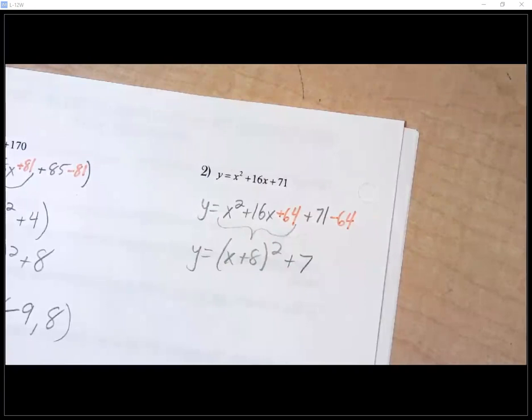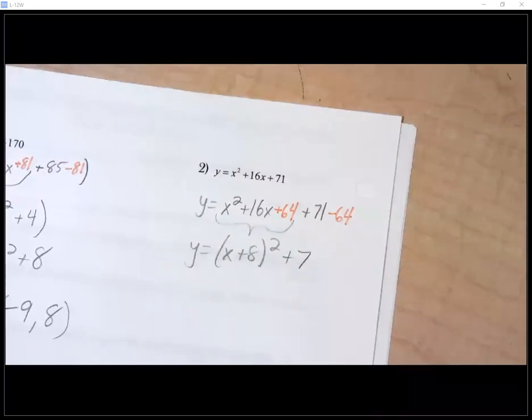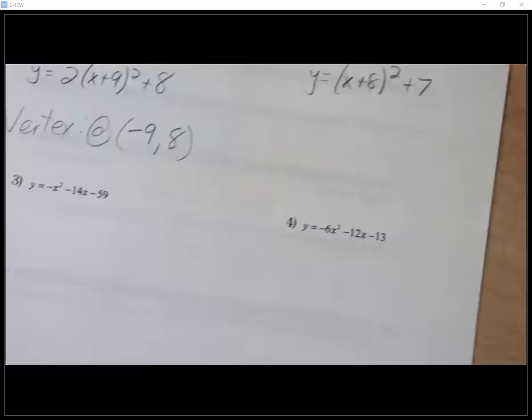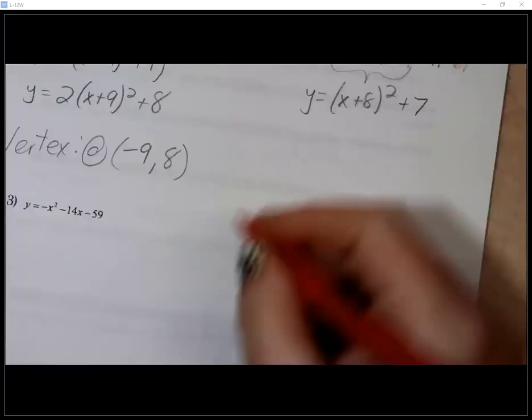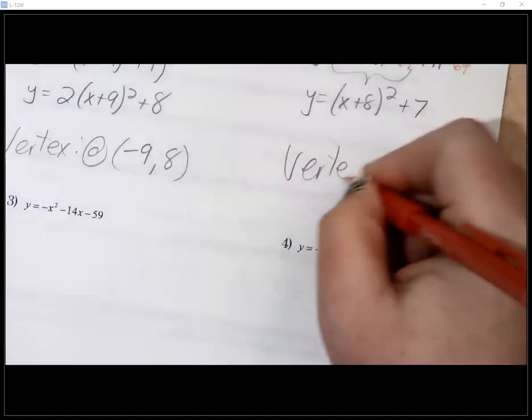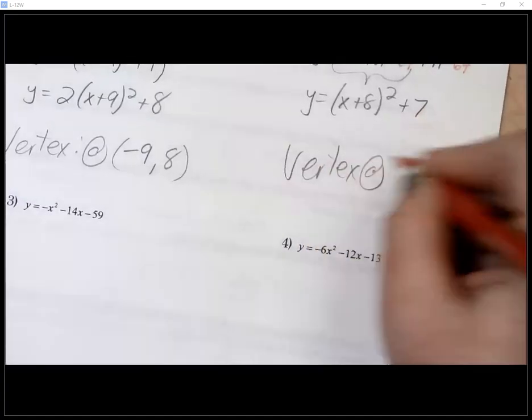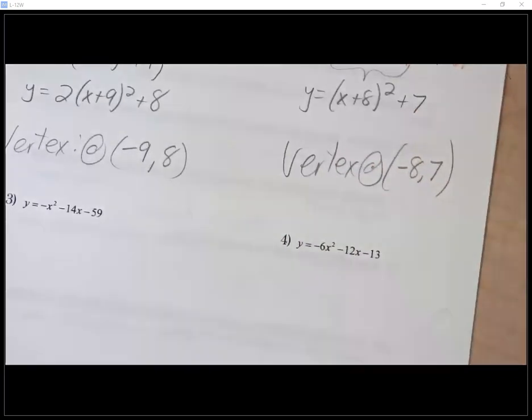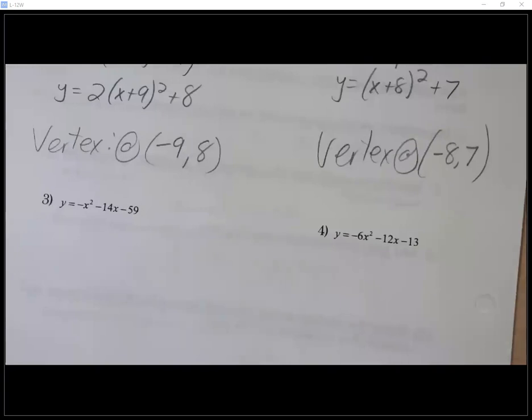Okay, are we feeling better? Is this not so bad, maybe? Okay, you try number 3. Oh, I should have asked you where the vertex was. I keep forgetting. Vertex on this one would be at -8, 7, right? Okay, all right, go ahead. Try 3. You finish 3, go to 4.